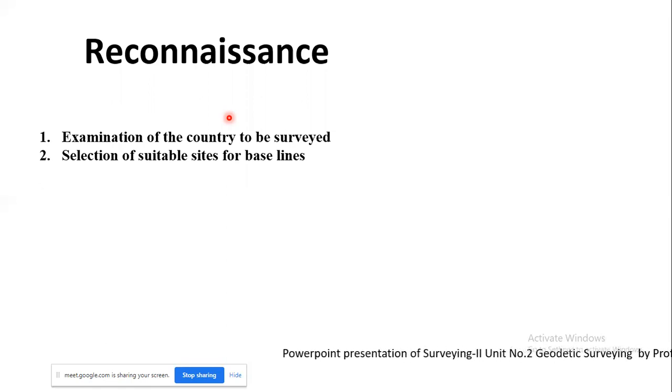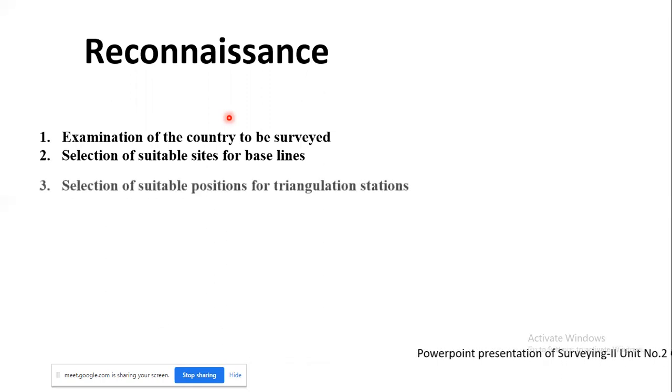Whenever you are going to measure the land or the country, you are going to set up suitable baselines, with respect to which you are going to measure the area. With respect to the baseline, you are going to decide the figure, whether it is a single chain, double chain, or a centered figure or quadrilateral based. For that purpose, you are required to select suitable sites for baselines.